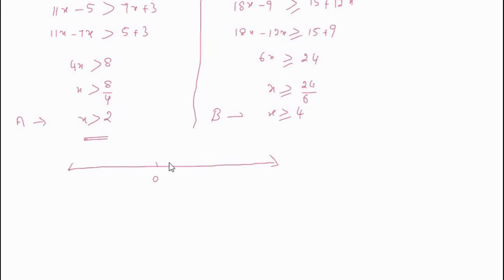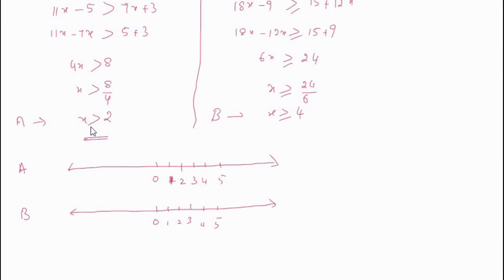So this is 0, 1, 2, 3, 4, 5. So this is for A. Let us draw for B. Zero, 1, 2, 3, 4, 5. Here x belongs to R, that is real number.